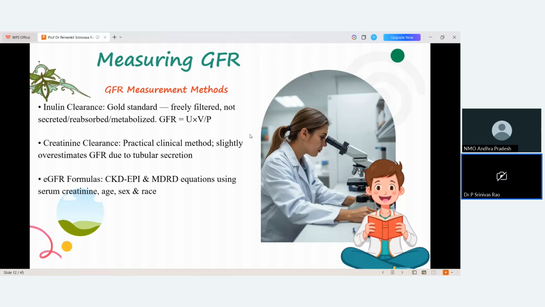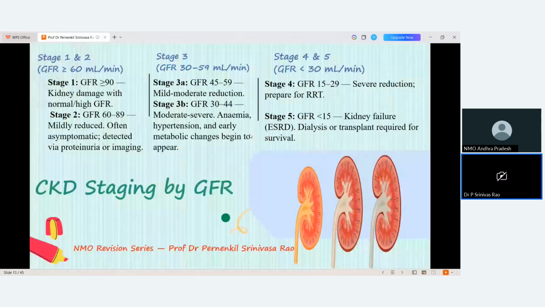Okay. Chronic kidney disease, staging by GFR, stage 1 to 5. Stage 1 is when the GFR is more than 90. Stage 2 is GFR 60 to 89. Stage 3 is again divided into A and B. This is not very important for you. But if you write the chronic kidney disease has 5 stages, it will add 1 mark more.